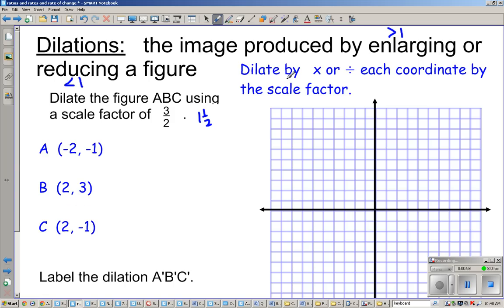Okay, so to create the dilations, what we're going to need to do with each ordered pair, each coordinate of the ordered pairs, is we're going to need to multiply each coordinate by the scale factor. That's what we're going to do: multiply each coordinate by the scale factor.